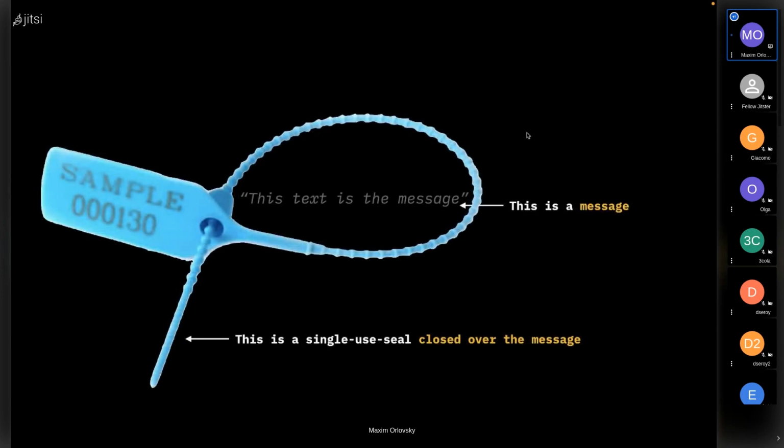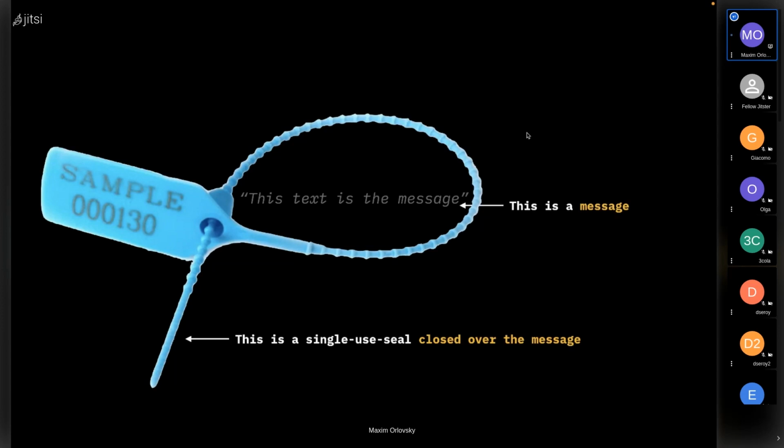On this slide, I would like to explain a very important and hardcore terminology about single-use seals. Peter invented the term that the single-use seal is closed over a certain message, which caused a lot of confusion even to myself and others, not to mention the broader audience. And this is a visual explanation of why we say that the single-use seal is first defined.